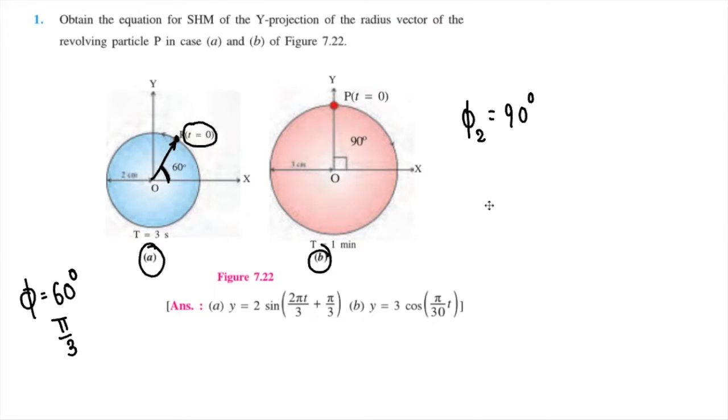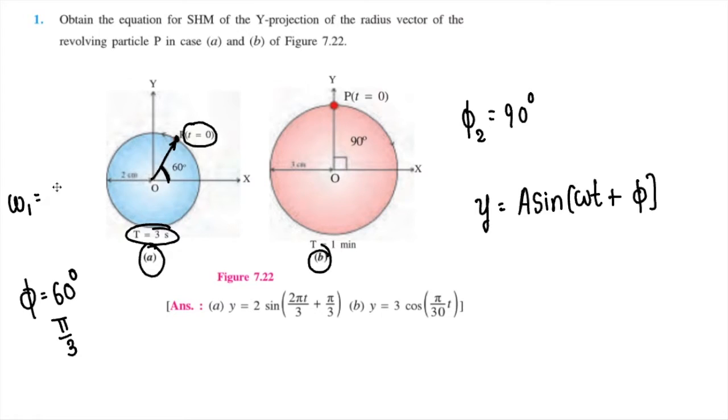But what is our standard equation? The standard equation for displacement is y equals a sine omega t plus phi. Now let us see here. Time period T is given as 3 seconds. That means omega 1 is equals to 2 pi upon time period T, that is equals to 2 pi by 3.